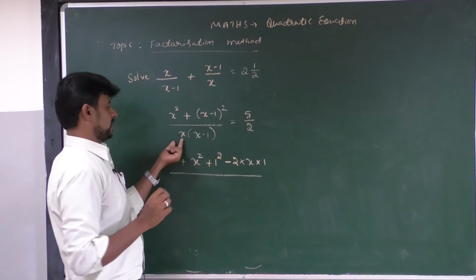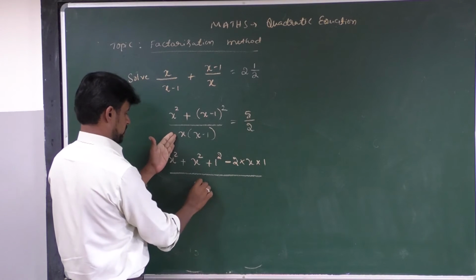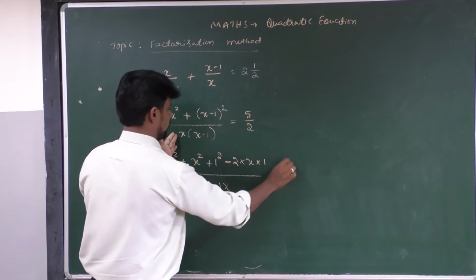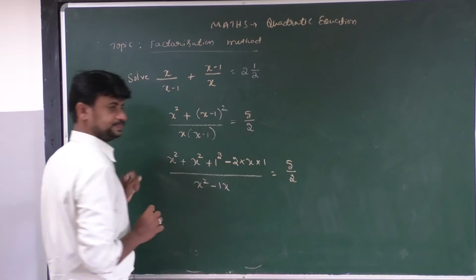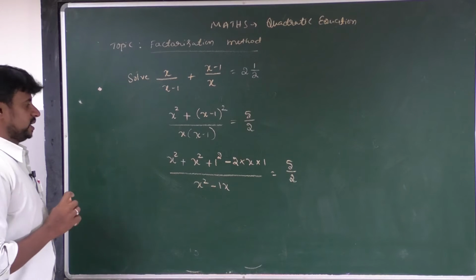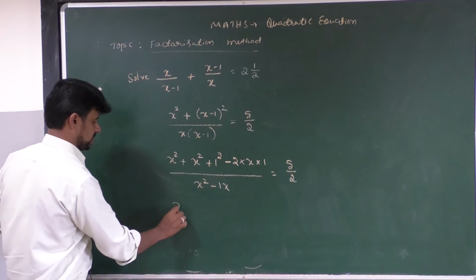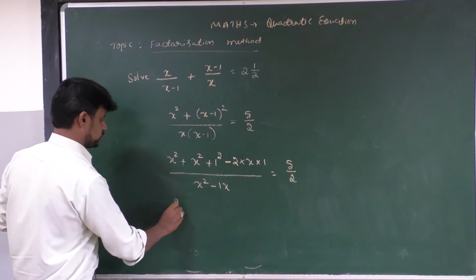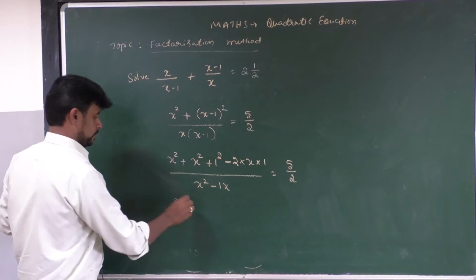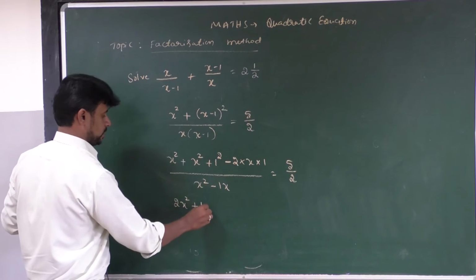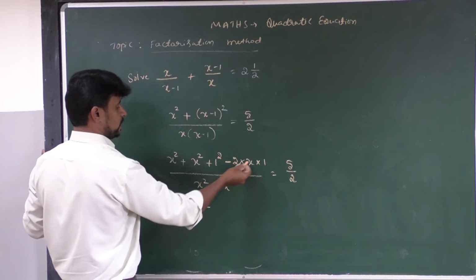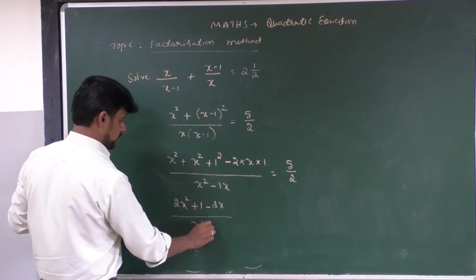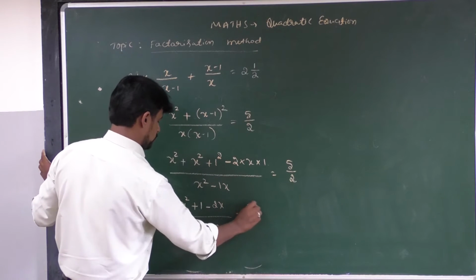divided by, you have to multiply this also, x into x, x square, minus 1 into x, 1x, is equal to 5 by 2. Any doubts, students? Okay, in the next step, once again you have to make the simplification. x square plus x square become 2x square, plus 1 square means 1, minus, if you multiply all this term, 2 1s are 2, 2 into x, 2x, divided by x square minus 1x is equal to 5 by 2.